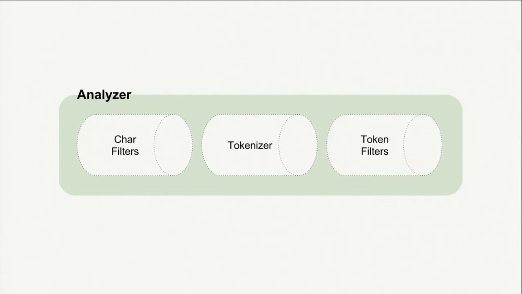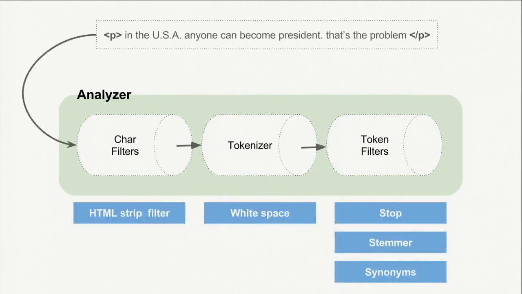Just to give an example of how you can create your own pipeline for producing these tokens, you define your own analyzer. Just an example. So we set up an analyzer with HTML strip filter, whitespace, stop, stemmer, and synonyms, and get a sentence like, in the USA, anyone can become president. And that's the problem.